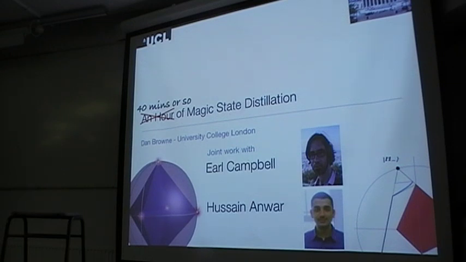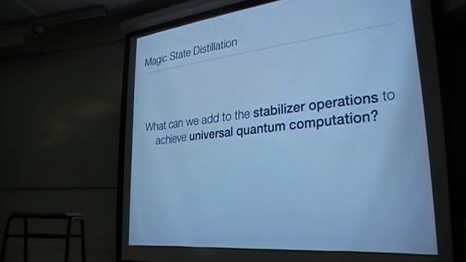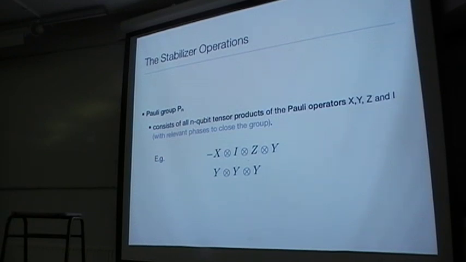And to really explain what it is, well, to answer this question: what can we add to the stabilizer operations to achieve universal quantum computation? But for this question to make any sense, of course, I need to explain what the stabilizer operations are. So the first few slides will just be going through something which some of you will be familiar with, some of you may be less familiar with, but what are the stabilizer operations and what role do they play in quantum computation theory. So the definition seems fairly dry, but it arises very naturally in quantum computation theory.